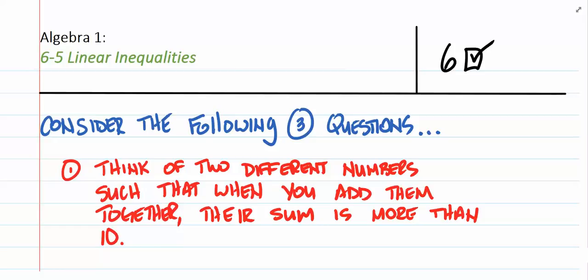Welcome to Zaption Tour 6.5, Linear Inequalities. There are 6 boxes. Consider the following 3 questions. I'm going to ask you these one at a time.